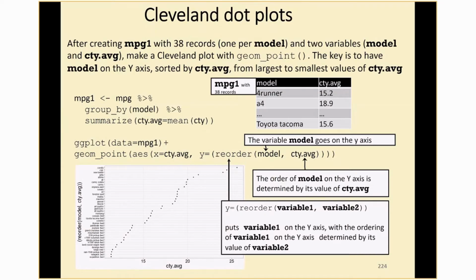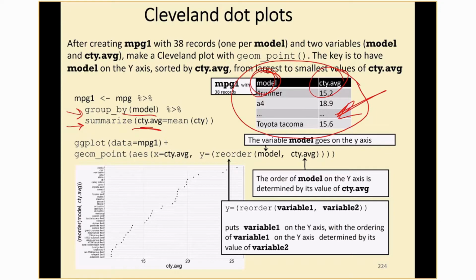In order to make this plot, we're first going to have to make our summary data frame. It's going to be a fairly simple data frame. It's going to have 38 rows corresponding to the 38 different models, and it's only going to have two variables, model and average city mileage. So we group by model, which gives us our 38 records corresponding to the 38 models. Then we create this single summary statistic, which is average city mileage. Once we've got this data frame in hand, we can make our plot.